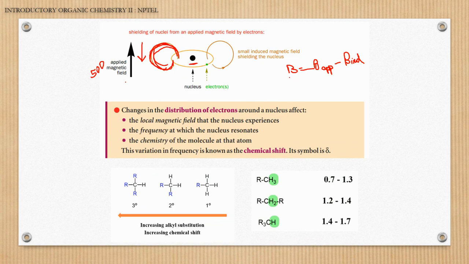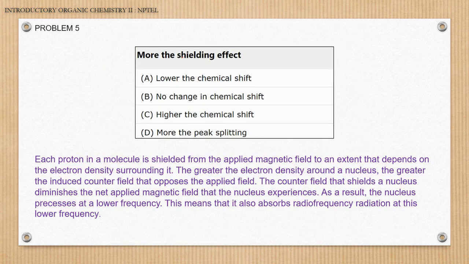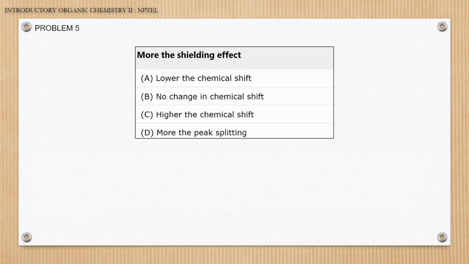So now this is the net magnetic field which is experienced by your nucleus. So higher is the shielding effect. So what will happen now? The question is asking, if the shielding effect, that is the secondary interactions, is high enough, then what will happen? Coming back to the question, if the secondary interaction, that is the shielding, is high enough, then what will happen? It will lower the chemical shift.